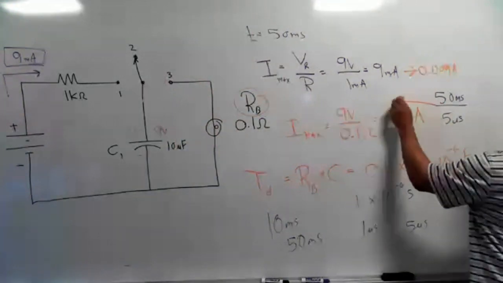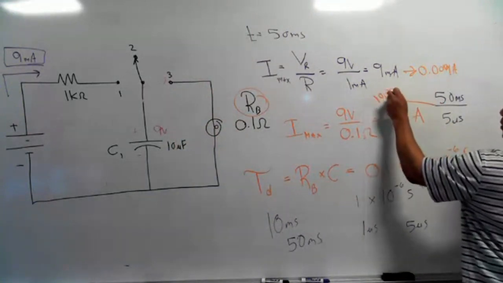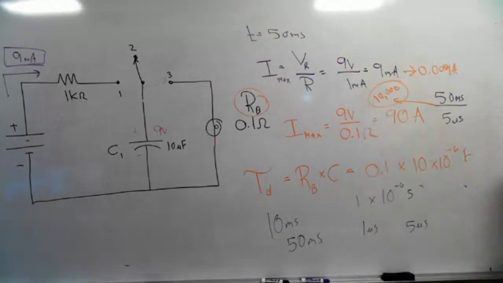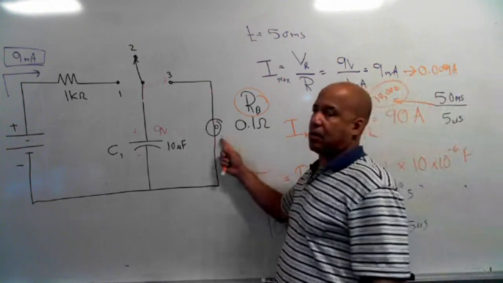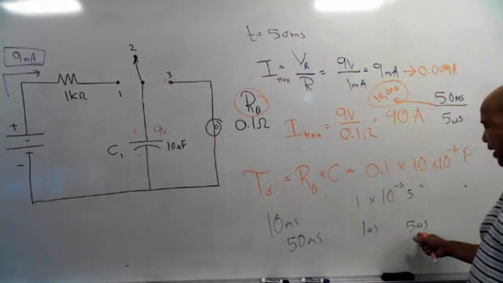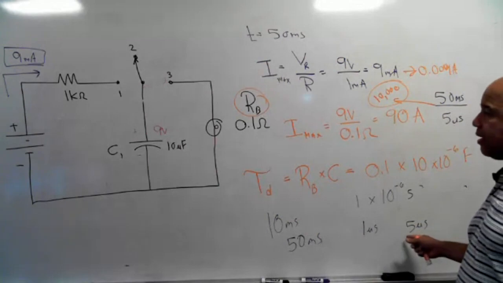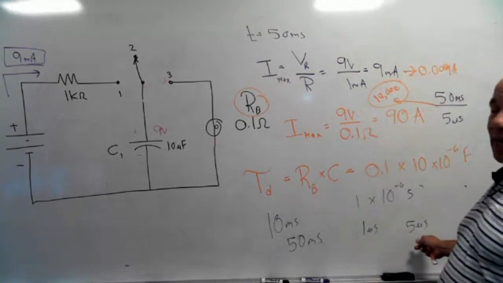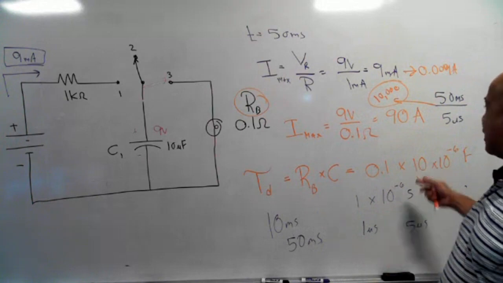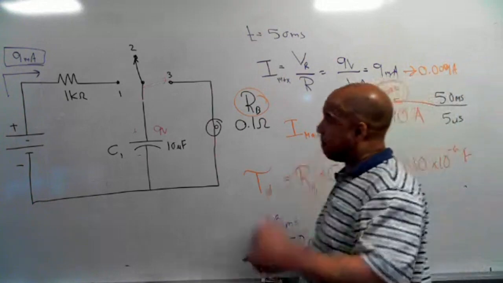What does that mean? It means that the capacitor discharges 10,000 times faster than it charges. So when I mentioned earlier, you get a lot of current over here, but you get that current in a quicker time. Here, 10 milliseconds is quick, but 5 microseconds is way quicker, 10,000 times quicker. Okay?